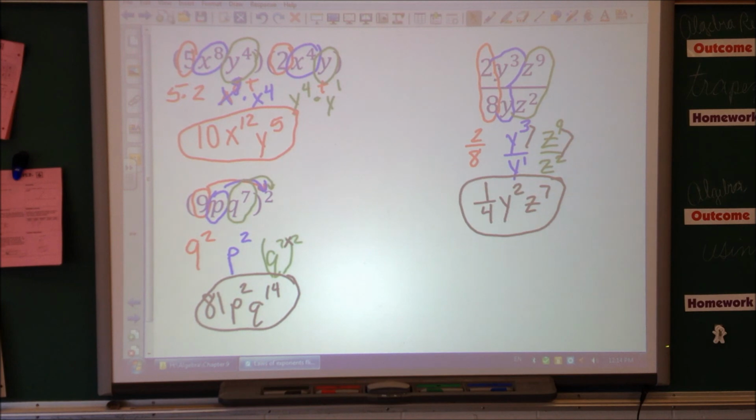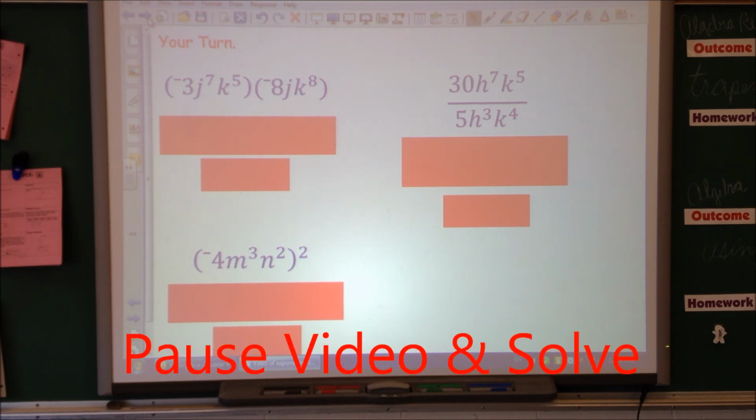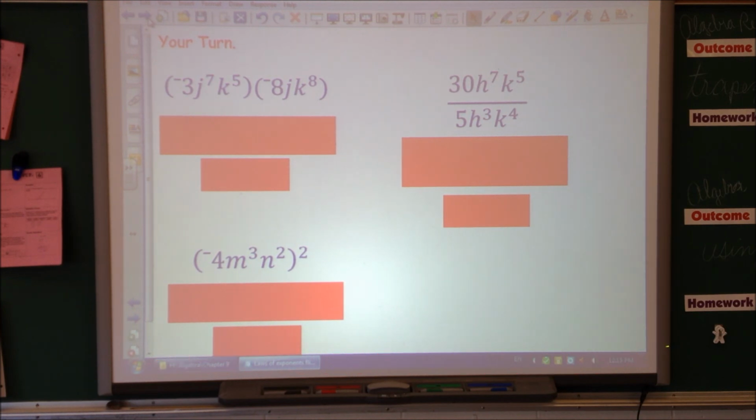So what I would like you to do next is pause the video, write down these 3 examples, and try them on your own. I'm going to show you the answers in about 10 seconds. So make sure you pause the video, copy them down, work through them, use your tree diagram if you have to, and then check your answers with me.